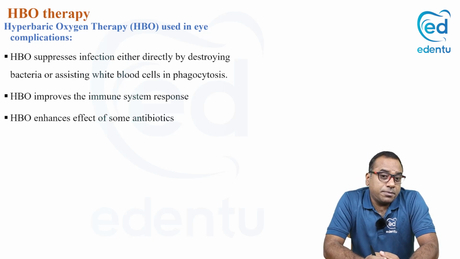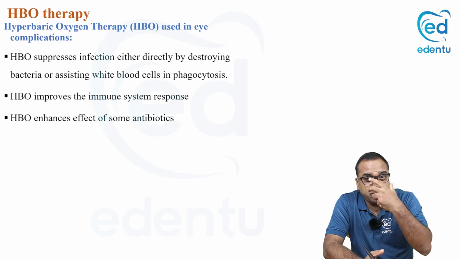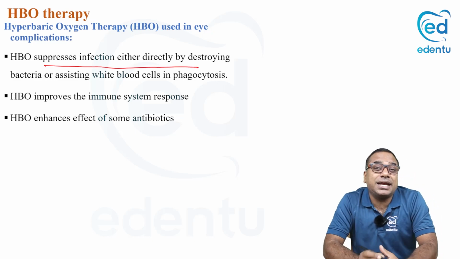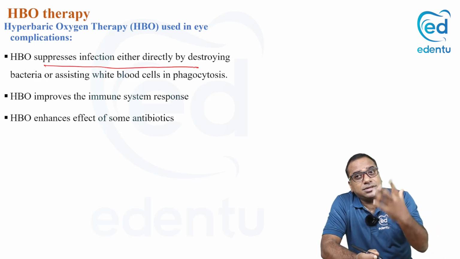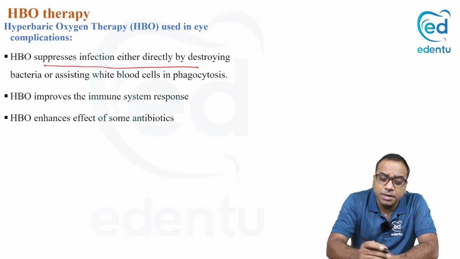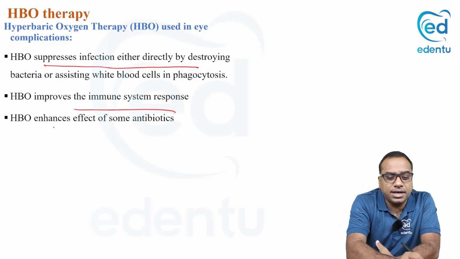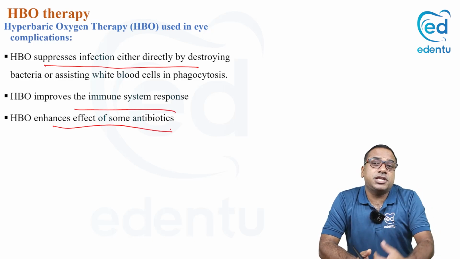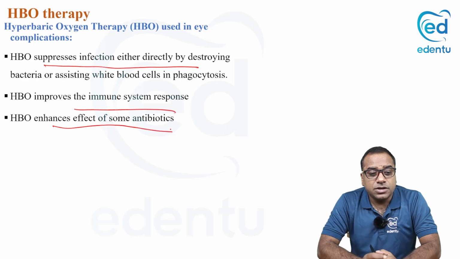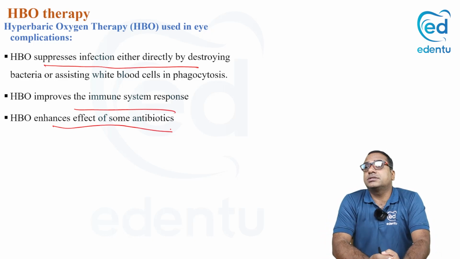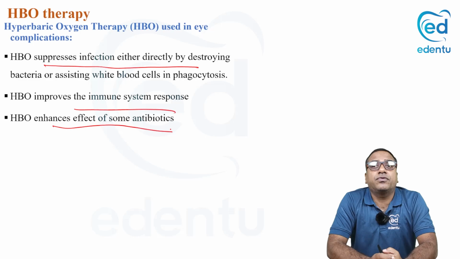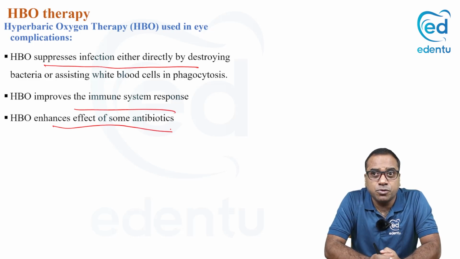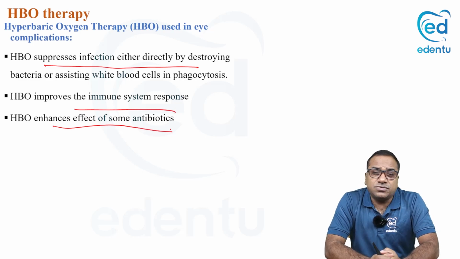Then hyperbaric oxygen therapy is used in eye complications also, to treat a lot of problems in the eye. HBO therapy suppresses infection, either directly by destroying the bacteria, it will just flush out the bacteria. It improves the immune system response and it enhances the effects of some antibiotics also. So in eye complications, HBO therapy is a boon. In a nutshell, it is a treatment of osteoradionecrosis, osteomyelitis, and eye related problems also. It's a boon there.